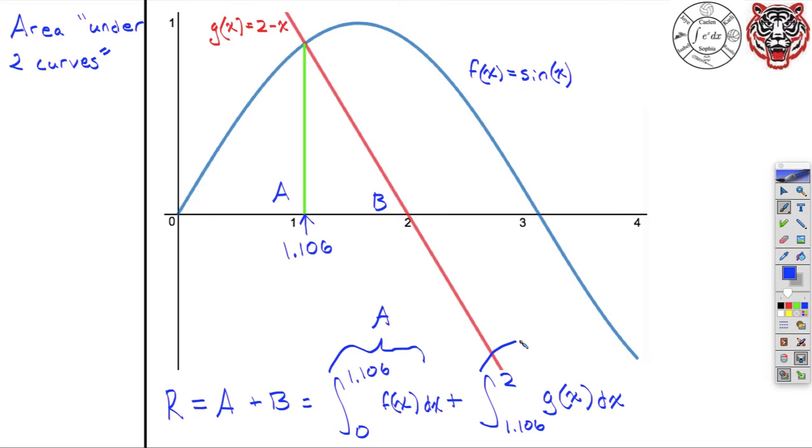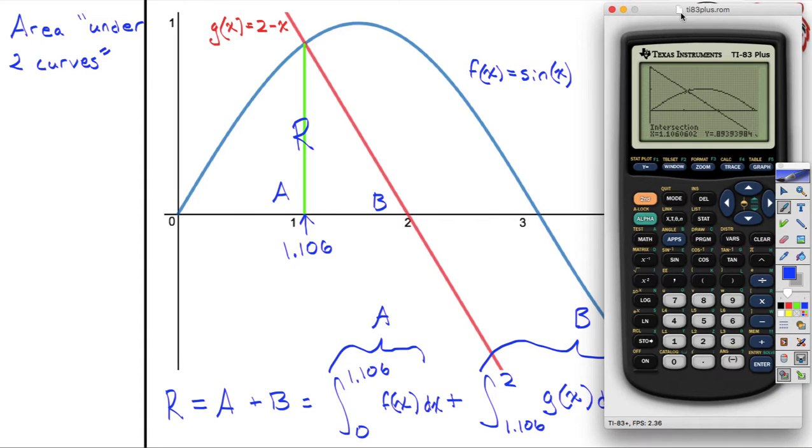And this whole thing that we just found right here is B. If we add up A and B, we find the total area R that we were looking for. Again, we don't care about this area over here because that's not the area under both curves. All right, so let's do that on our calculators.